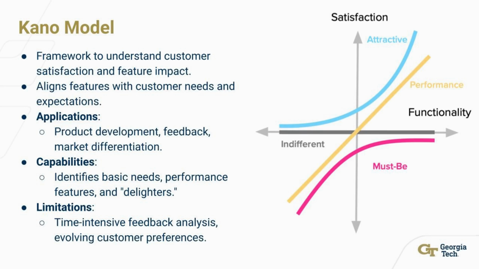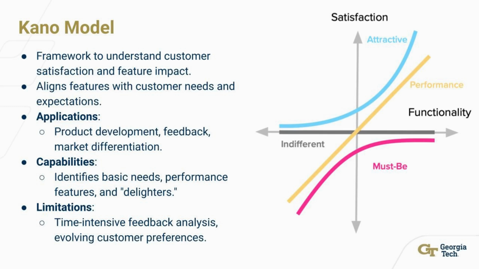The Kano model classifies product features into three categories. Basic needs are essential features that customers expect. Performance features are those where higher performance leads to increased satisfaction. And finally, delighters are unexpected features that surprise and impress users.